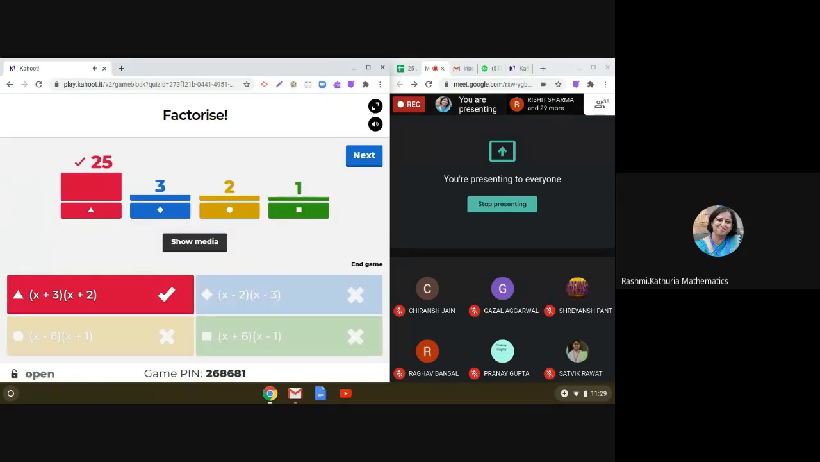Could attempt it correctly, and the answer is x plus 3 into x plus 2. I hope you have watched the video which I recorded yesterday. It is there in the classroom, showing how we geometrically express the quadratic polynomial or the quadratic expression of the type x squared plus bx plus c. I would suggest do watch that video and do that activity in your notebook as well. There in the activity, I have taken the polynomial x squared plus 5x plus 6. So this is the one which is there on the screen.